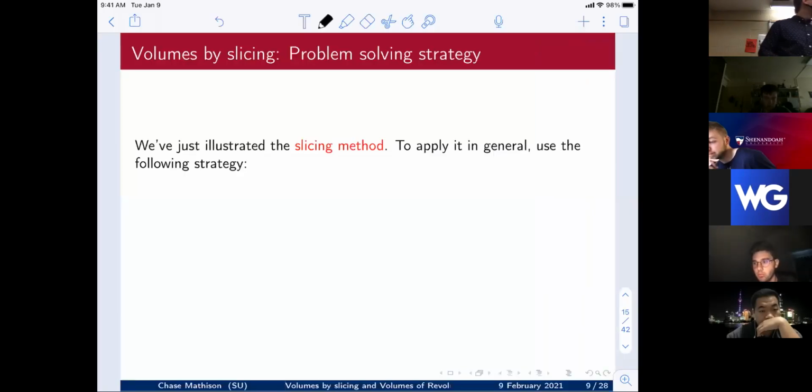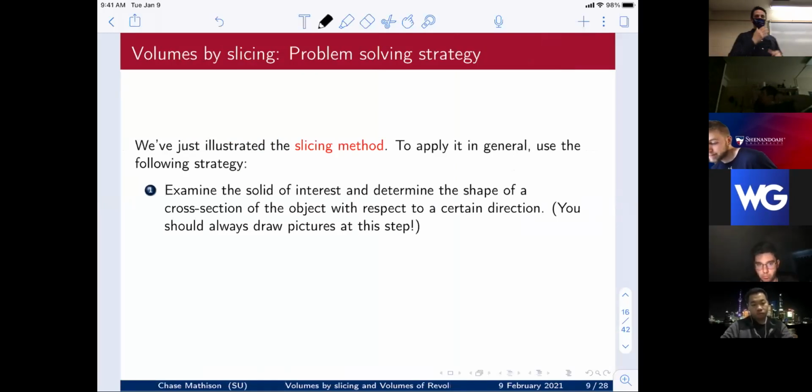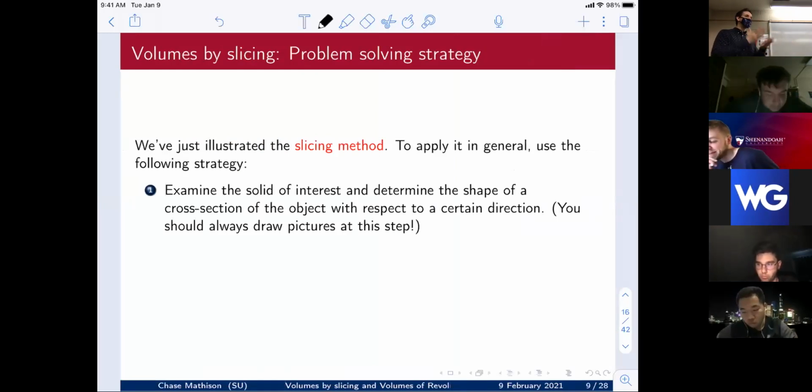So this is volumes by slicing. They're not all this bad. That one, the numbers were kind of bad, I acknowledge, but they're not all this bad. In general, to do a volume by slicing problem, and this is what I'm going to pick up tomorrow, but I'm going to show you the steps really quick. You examine the solid of interest that you're trying to find the volume of, and you determine the shape of a cross section of that object. Either I tell you what cross sections to take, I'll say perpendicular to the XY plane or something, or you need to figure out what cross sections you need to take.